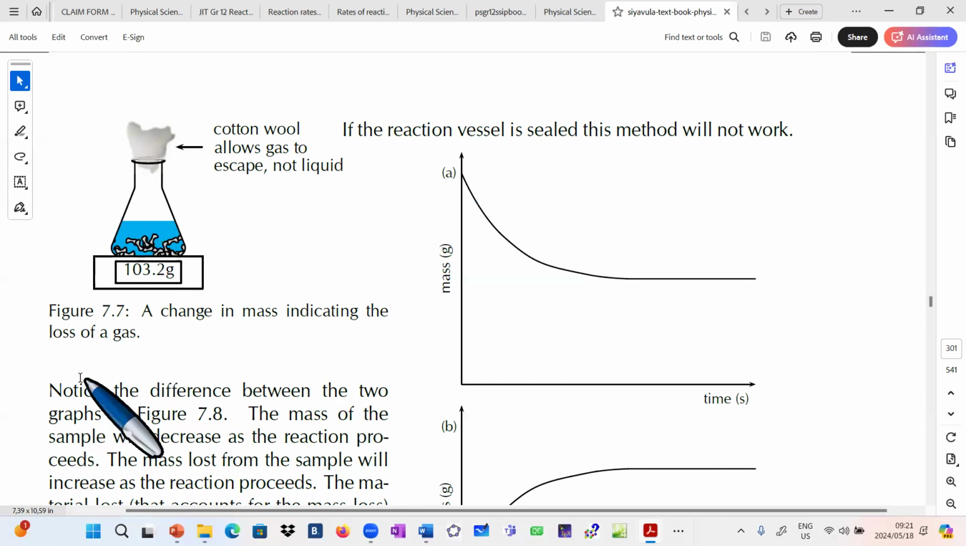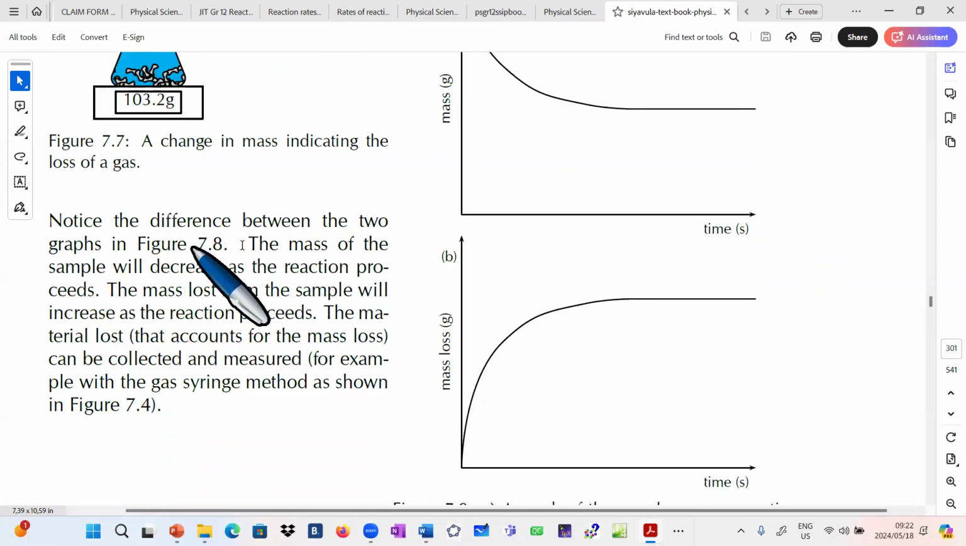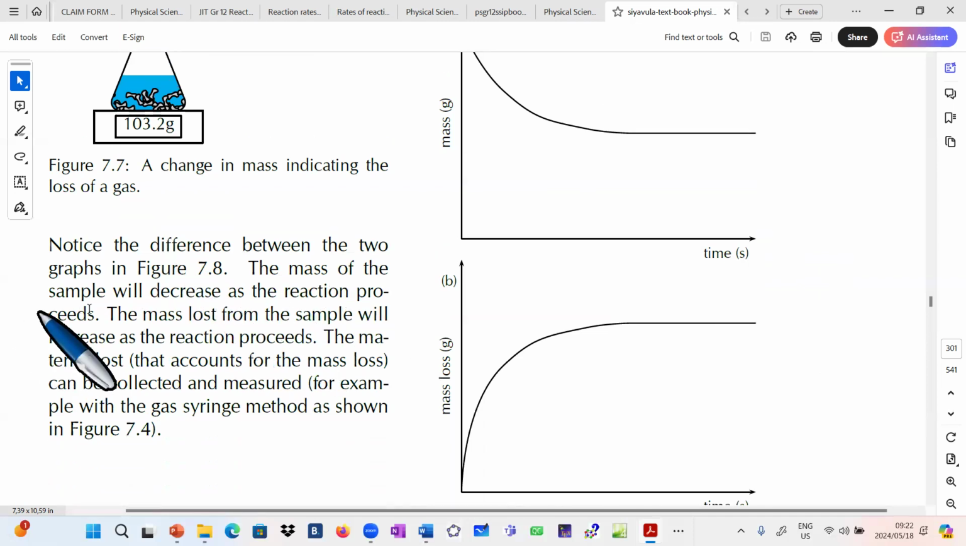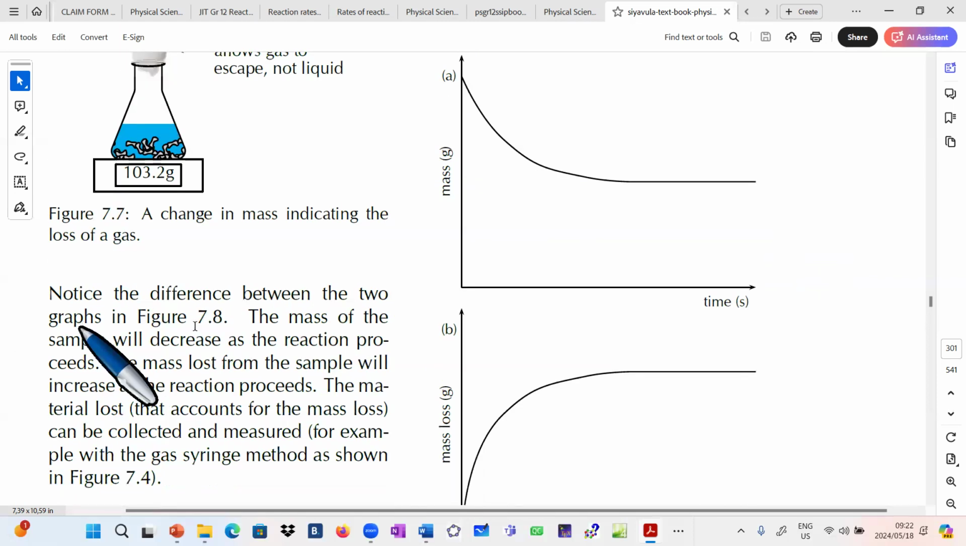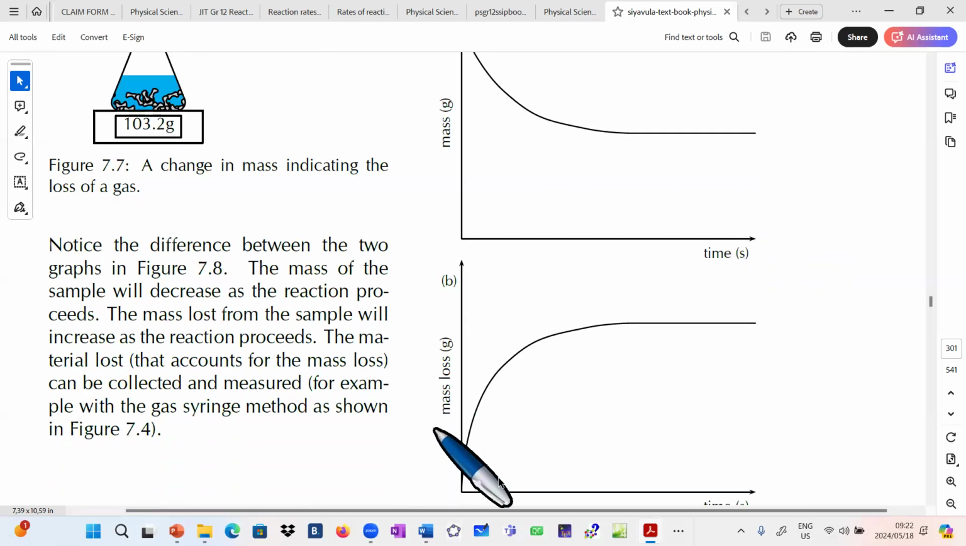So we continue. Figure 7.7, a change in mass indicating the loss of gas. Now when the gas is lost, you can see that the mass is decreasing, decreasing, and appears to become constant over time. So that is when there is loss of mass. Notice the difference between the two graphs in figure 7.8. The mass of the sample will decrease as the reaction proceeds. The mass lost from the sample will increase as the reaction proceeds.